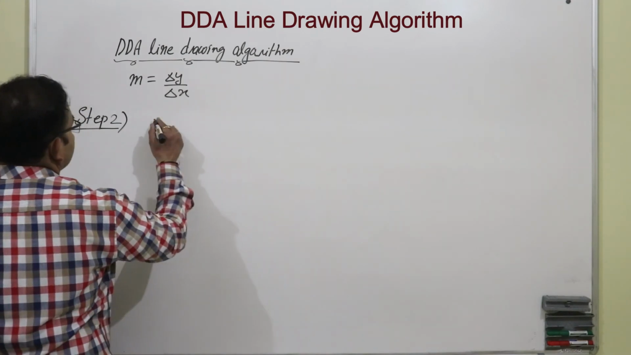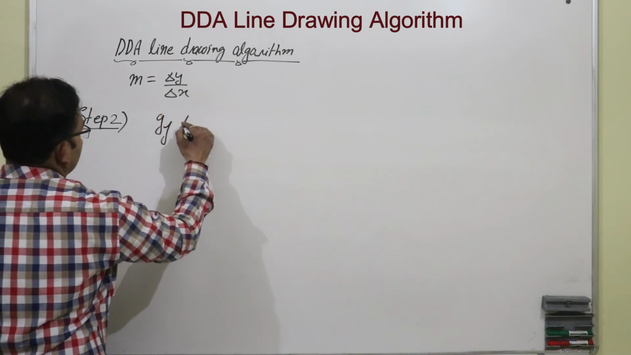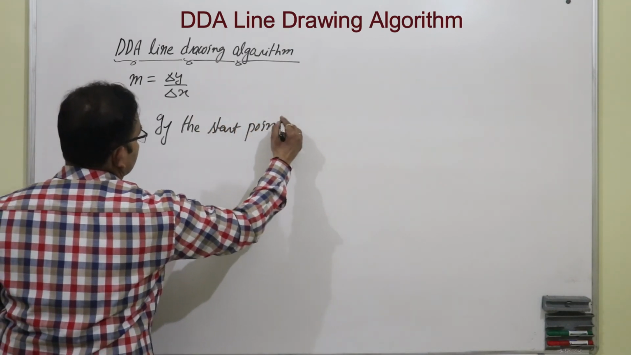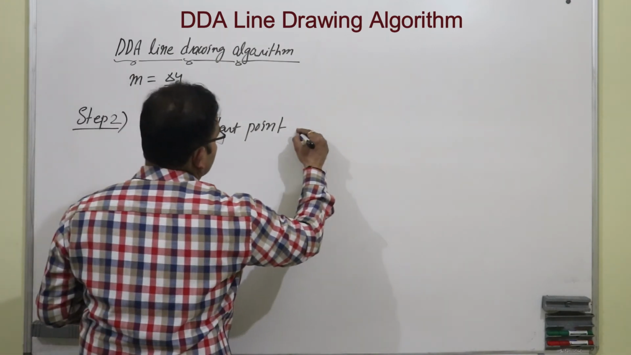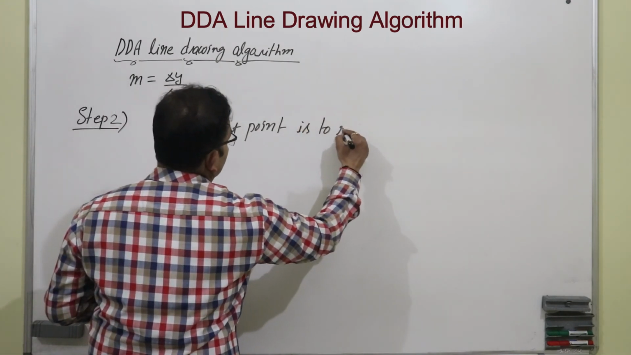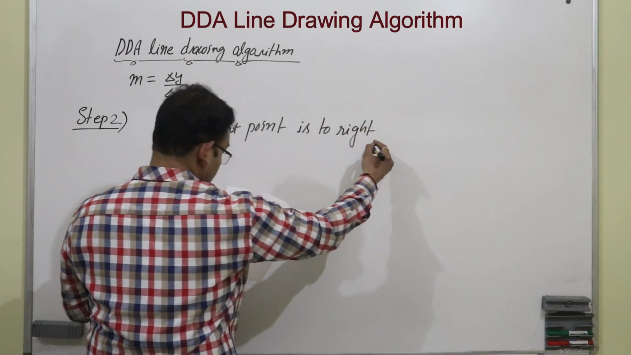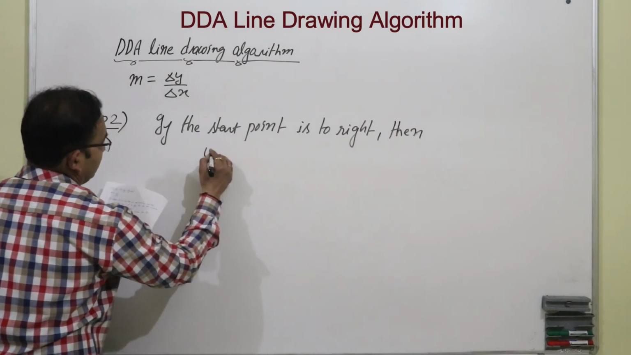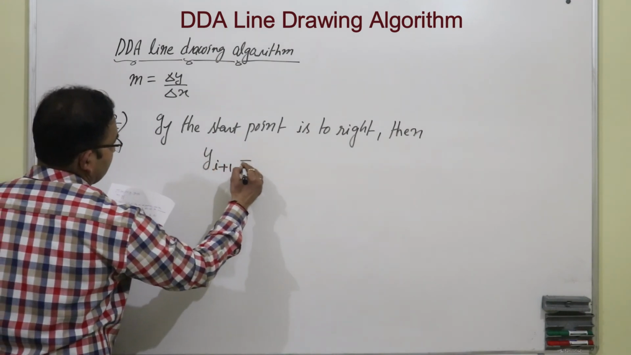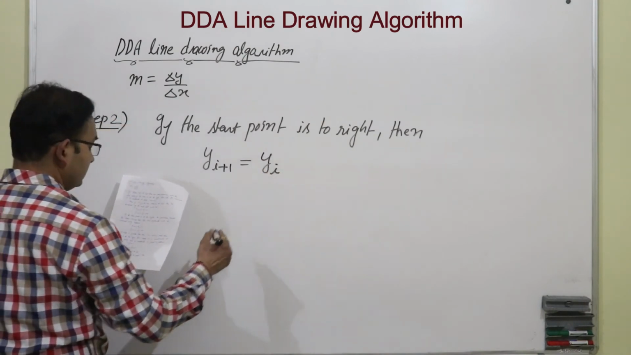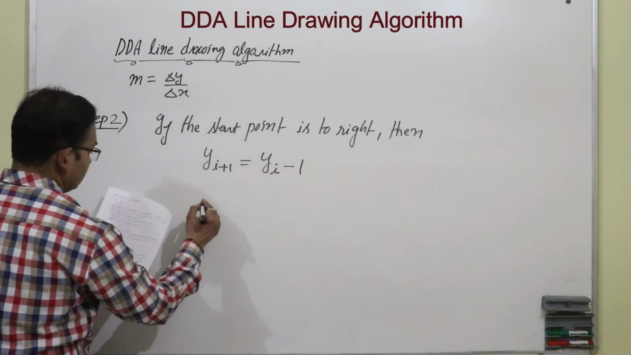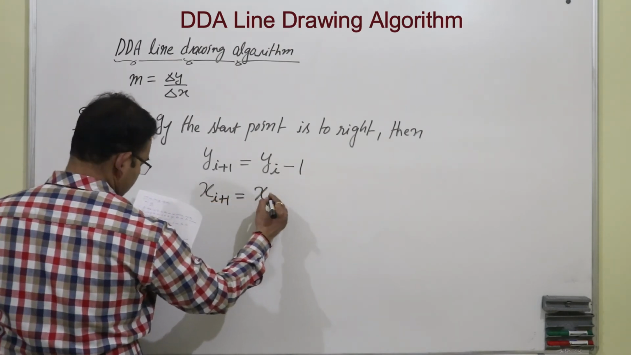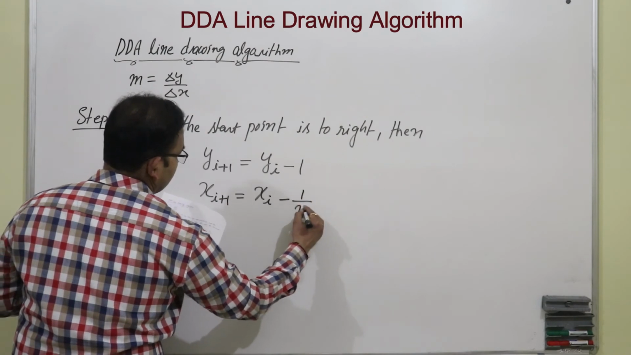If the start point is to the right, then y i plus 1 equal to y i minus 1, x i plus 1 equal to x i minus 1 upon m.